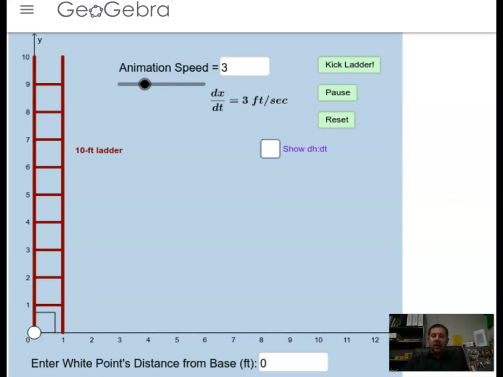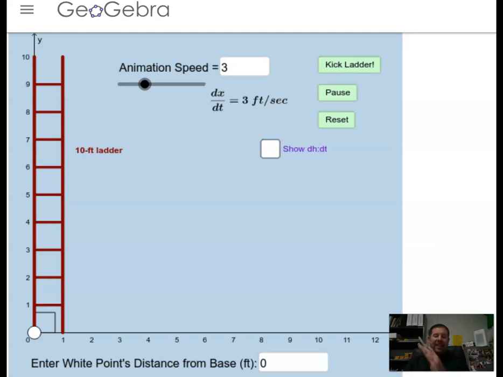But here's our little animation. It's on GeoGebra.com if you want to do this. If you just search GeoGebra related rates, I think this is one of the first things. It's a very common problem that will pop up at this little animation. It's our ladder that we get leaning against the wall. This ladder is of a different length, and we're going to have it fall at different speeds.